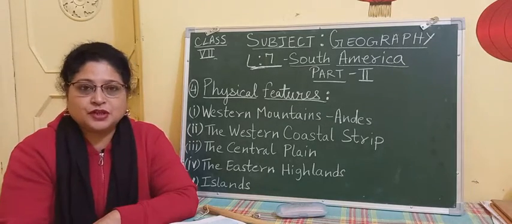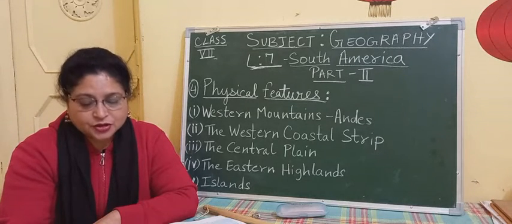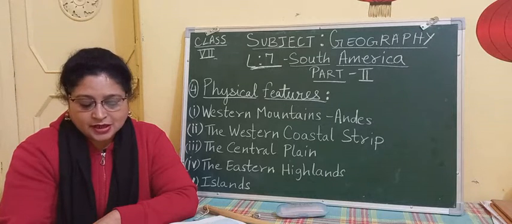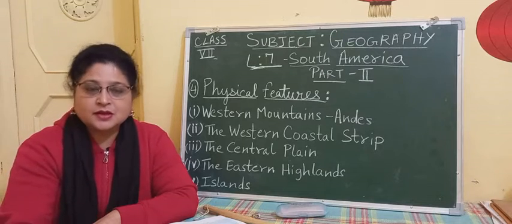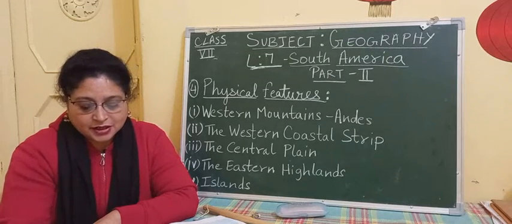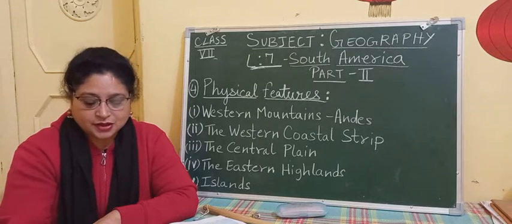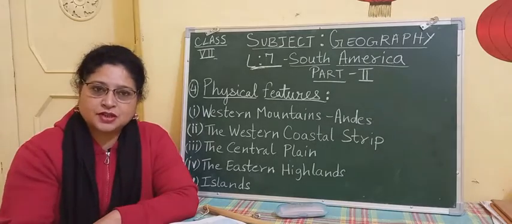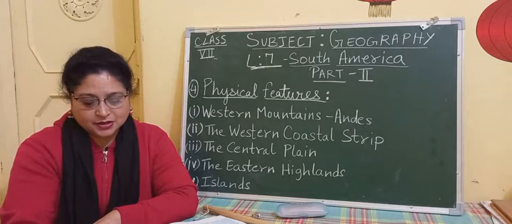It flows through dense equatorial forest called selvas. So, the origin of the Amazon River is from the Andes mountains, and it begins from there. The birthplace is from there, and it comes down and falls into the Atlantic Ocean. And in between, it crosses through the dense equatorial forest which is called selvas.